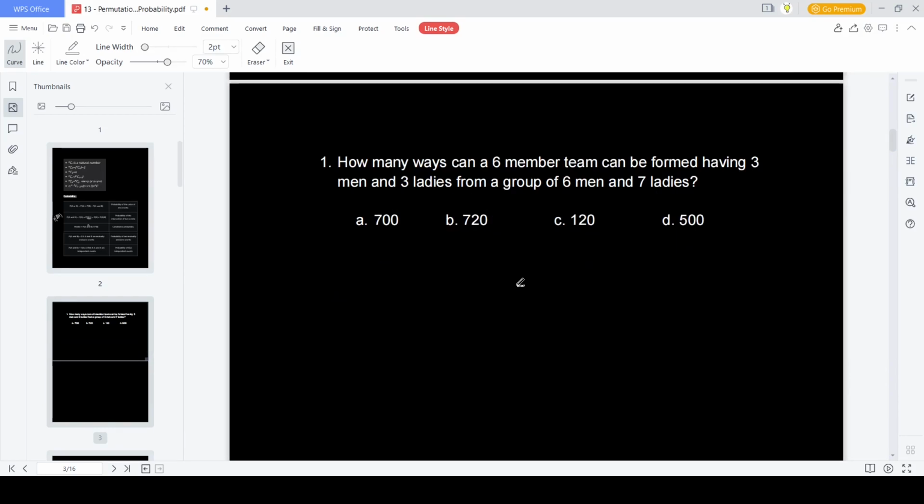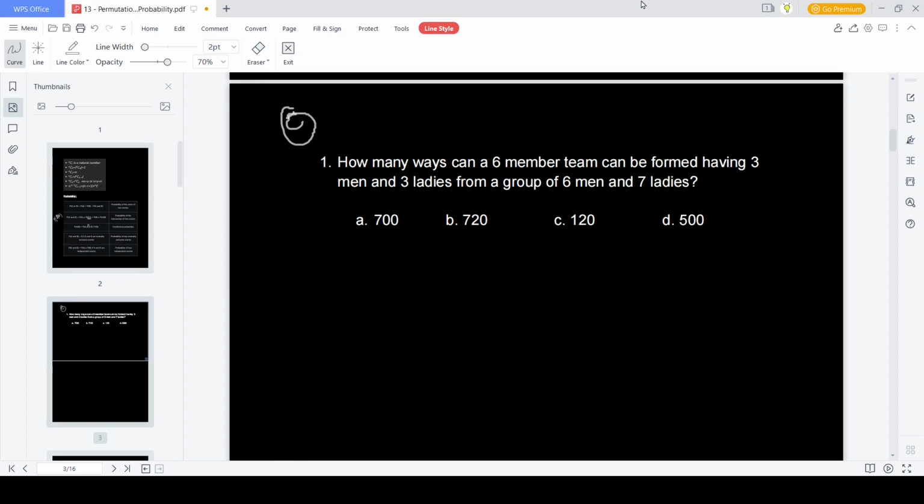How many ways can a six-member team be formed having three men and three ladies from a group of six men and seven ladies? We know that the arrangement doesn't matter here. If we take A, B, C or C, B, A, they're all the same team. So arrangement doesn't matter, hence it's a combinations question. First is identifying whether it's a combination question or a permutation question.